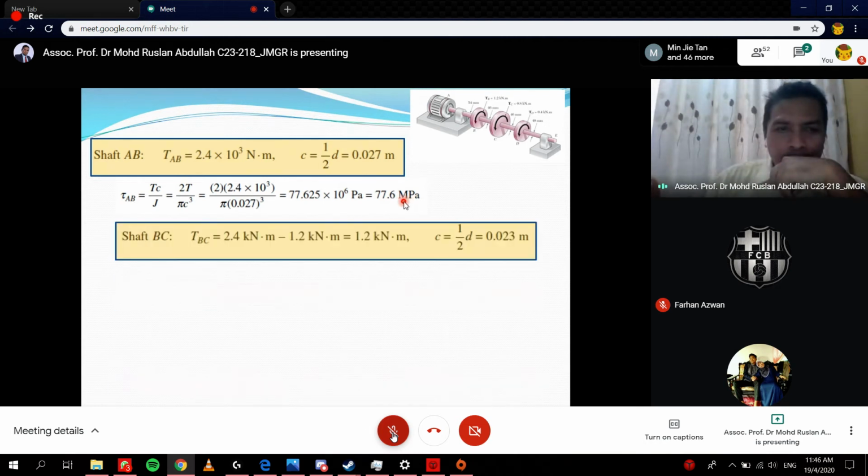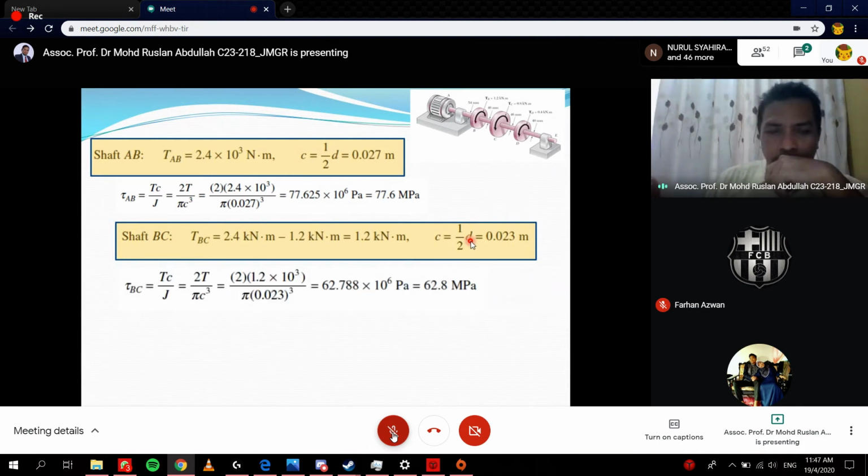Between B and C, the net torque equals 1.2, as we discussed before. This is the diameter or radius for shaft BC. Then the same thing: we simplify the formula and put all the information into it. So the tau equals 62.8 megapascal. That is for BC.